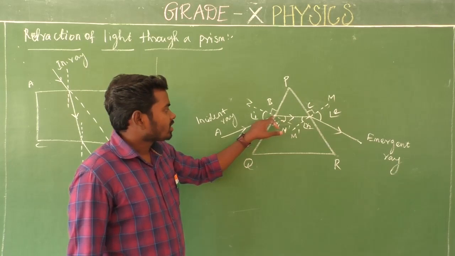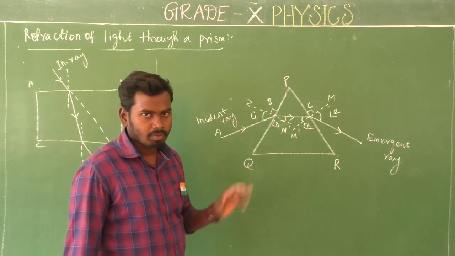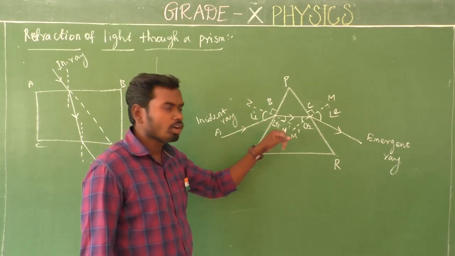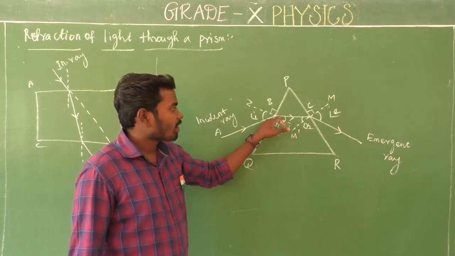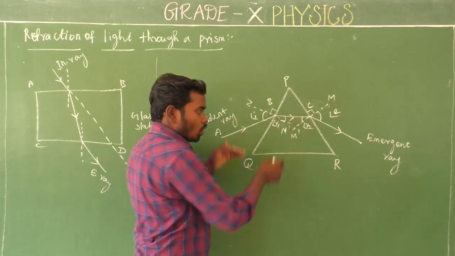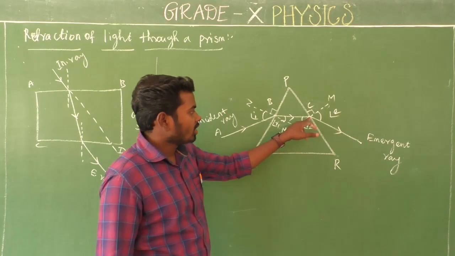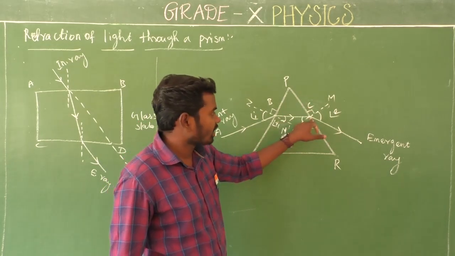Next one, look at here. This incident ray has to travel into the glass medium, because glass is one of the transparent media. So here light goes from an optically rarer medium to a denser medium. Whenever light goes from an optically rarer medium to a denser medium, the refracted ray will move towards the normal. So this is the normal, and the refracted ray moves towards the normal like this. Is it clear? This refracted ray falls on the second surface, the second surface of the glass prism PR here.